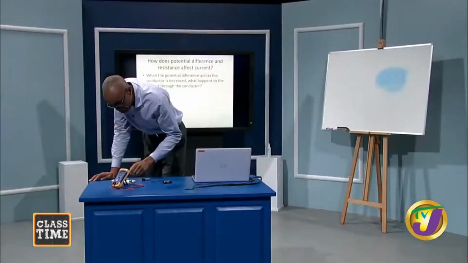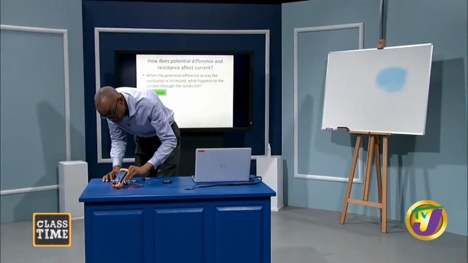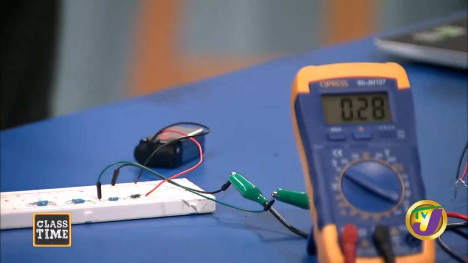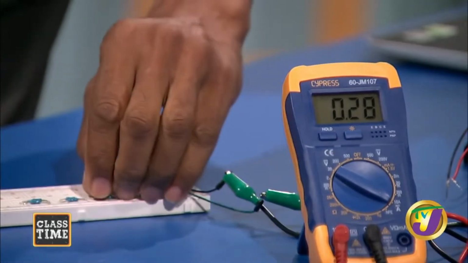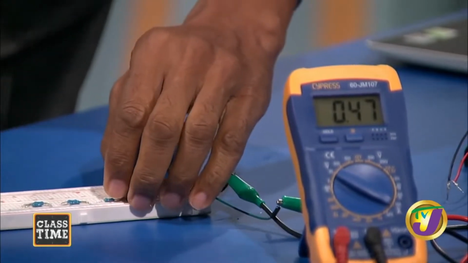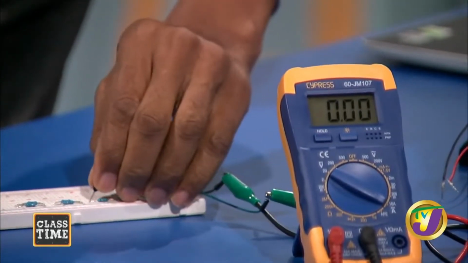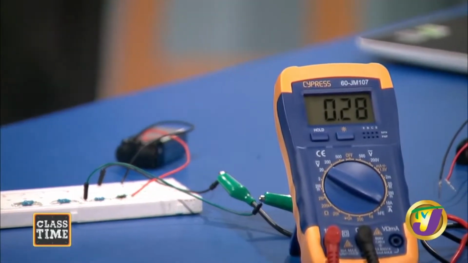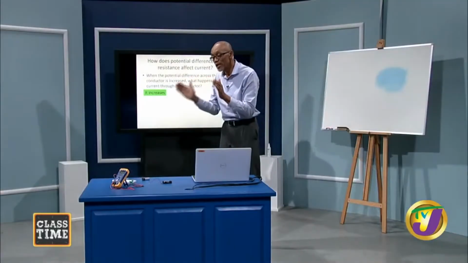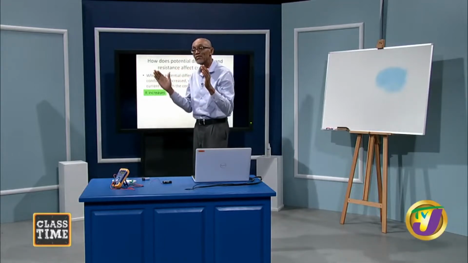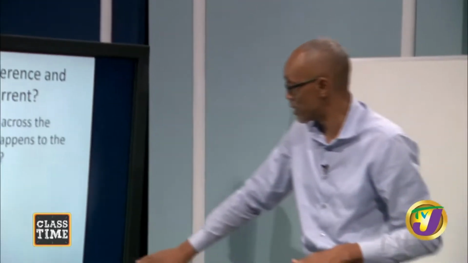About 0.46, it's going down a little bit. I'm going to put it across 2 resistors, and it has dropped to 0.28. Across one resistor, it's about 0.47, 0.48. When I put it across two resistors, it's 0.28. So when I increase the resistance, because I move from one resistor to two resistors, the current decreases.